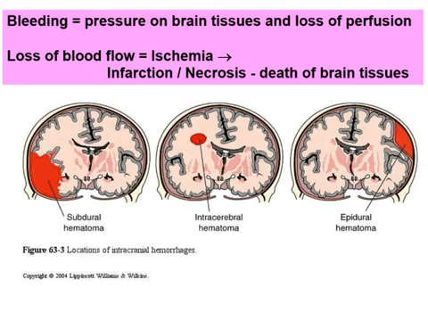So the bleeding puts pressure on the brain tissues, which creates a loss of perfusion, and a loss of blood flow, which has ischemia, which is decreased blood flow, infarction, tissue death, necrosis, and death of those brain tissues. It can happen in any of the layers of the brain: subdural, intracerebral, or epidural.